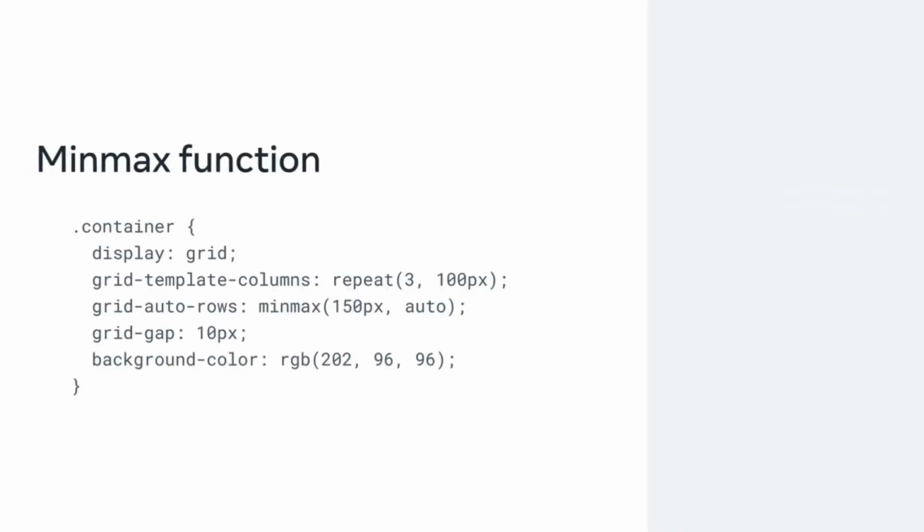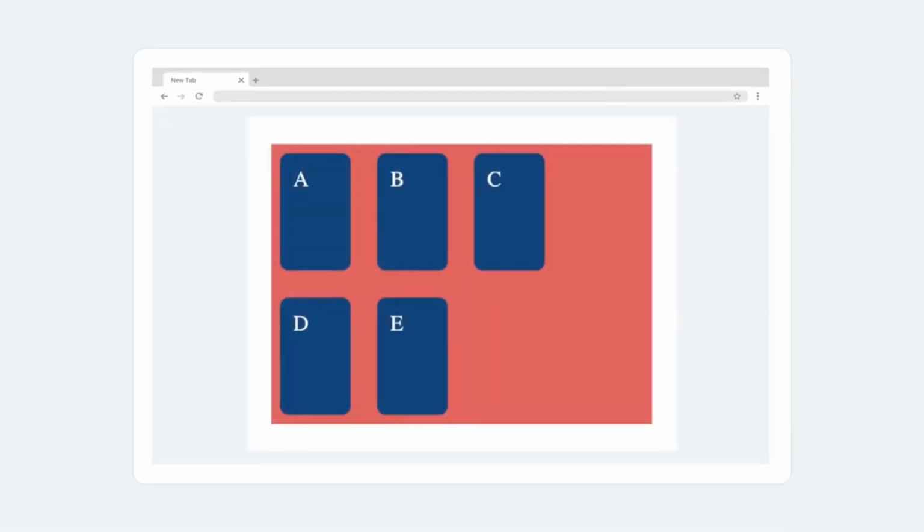Next, the minmax function sets the minimum and maximum values expected for the sizes of rows and columns. Let's set the value for the grid auto rows to 150 pixels. The output is modified so that the minimum size of each row is 150 pixels. One more important concept is grid frameworks. There are a number of commonly used grid frameworks in layouts. 2 such grid design layouts are known as the 12 and 16 column grids.